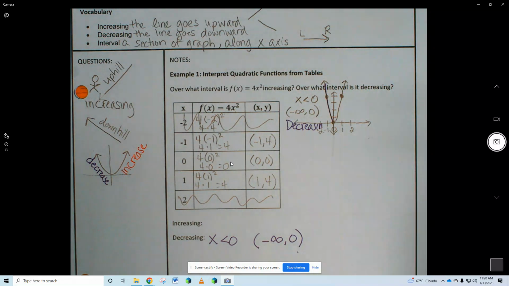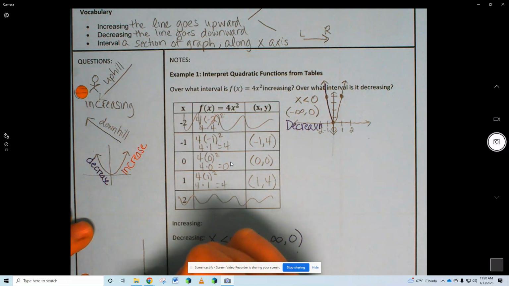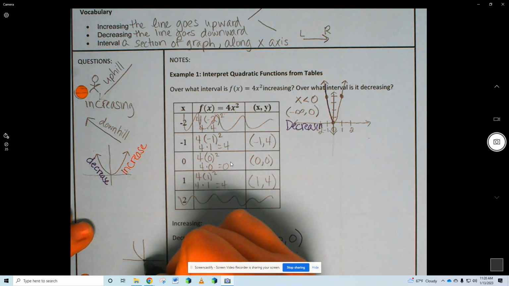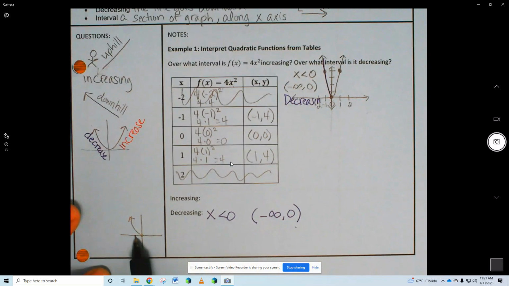And I'm going to draw a little picture over here. Decreasing graphs are going to be like this. I'll only draw half of the parabola, guys. This is decreasing. The line's going downhill.